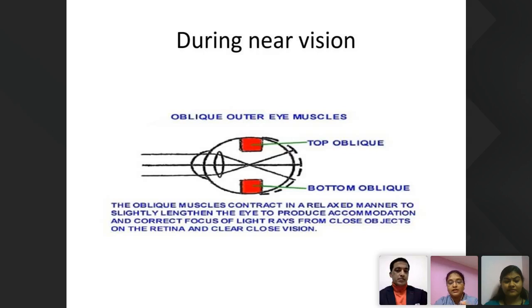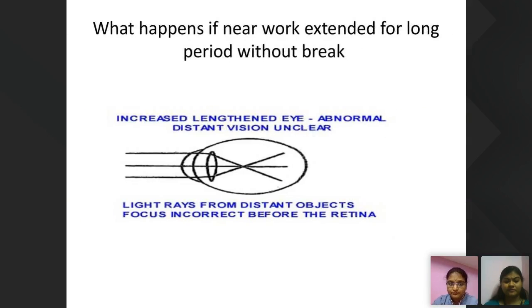Okay, what happens here is the superior oblique and inferior oblique muscles are contracting in near vision, and the rectus muscle is relaxing. Next, what happens if this near vision is sustained for a prolonged time, for many hours without any break? It will make the refracted rays fall before the retina, so we cannot see distant images clearly. This is what I said.